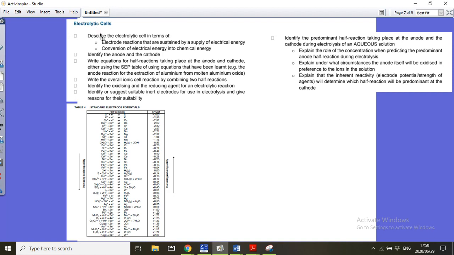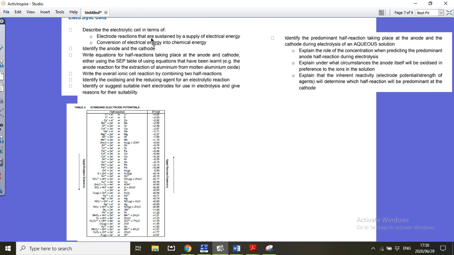Just remember that in an electrolytic cell, the energy conversion is now electric energy into chemical energy. So there's going to be chemicals that undergo a reaction because you are adding energy. So it's going to be a non-spontaneous reaction because it doesn't happen spontaneously. Electrical energy needs to be supplied.